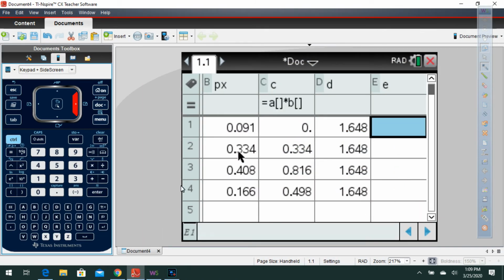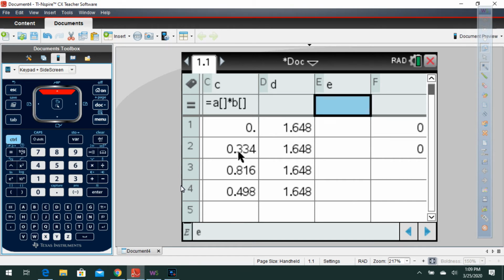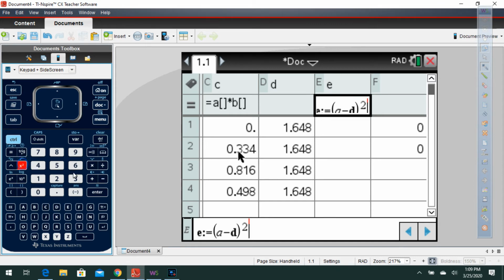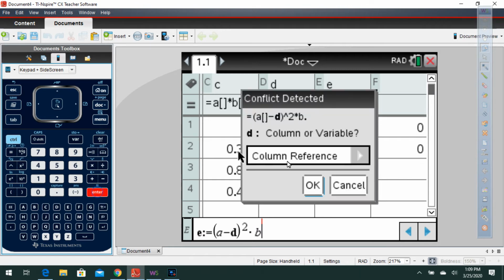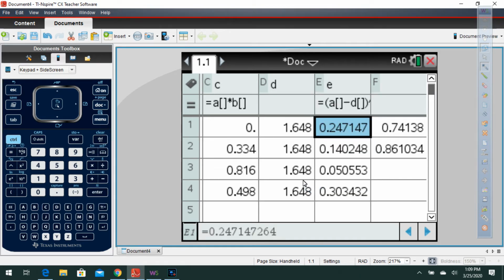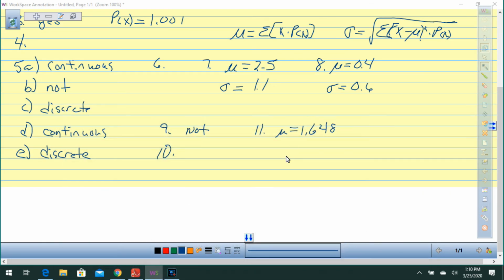And let's see if it stayed there. It did not. Okay, so what was this here? Equals, open parentheses, A minus D, close parentheses, squared, times B. Column. There we go. And what do we got here? So our standard deviation is 0.86. So I'm going to just say sigma equals 0.9. My handwriting has gotten terrible over the last week. Not that it was any good before, but you know what I'm saying.